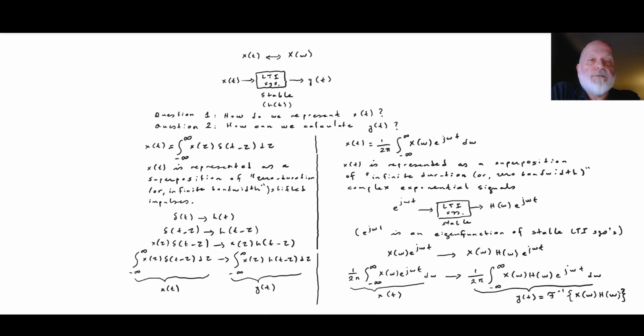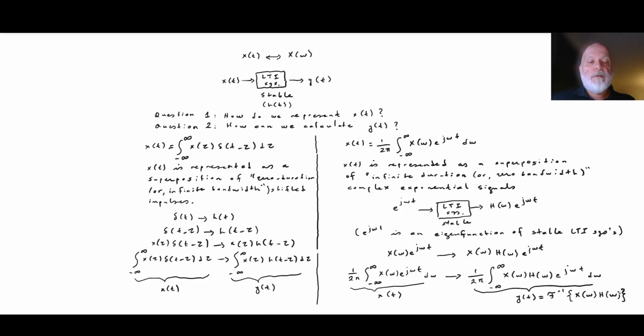So we get another very elegant result, but now here our representation of the input signal is in terms of complex exponential signals with the frequency range from minus infinity to plus infinity. So we use the synthesis equation of the Fourier transform and obtain y of t by using the fact that the complex exponential signal e to j omega t is an eigenfunction of a stable LTI system.